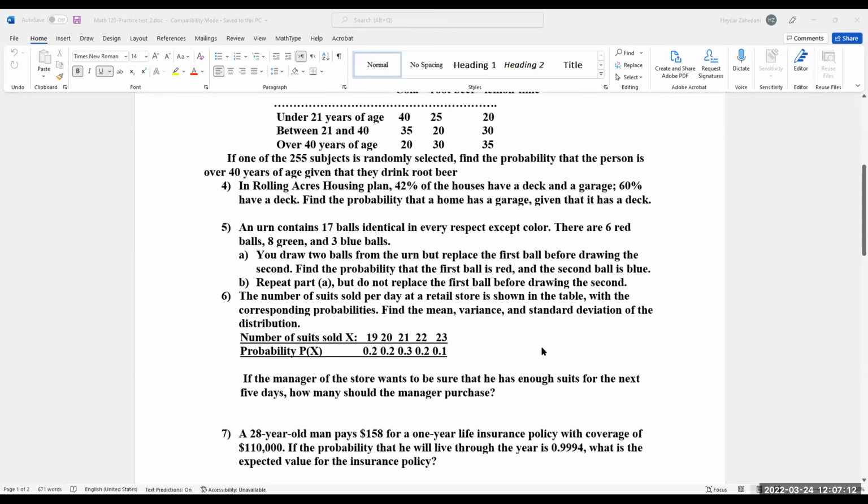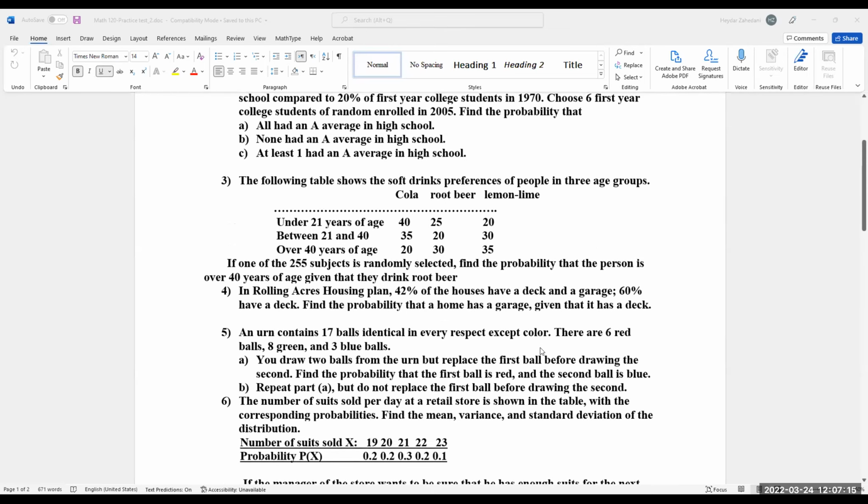Sharing this one again. Okay, the case like this case number 4 that we have, or number 3, all of them are going to be the same thing. Let me just explain number 3 first, as we have it here. A situation is given to you with this table. We have the age groups and their preferences for the drinks, and the total number is 255. You want to find the probability that the person is over 40 years of age, given that they drink root beer.